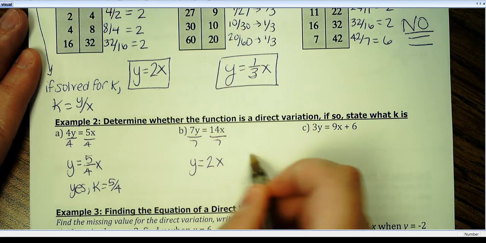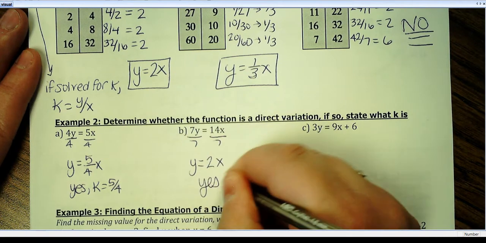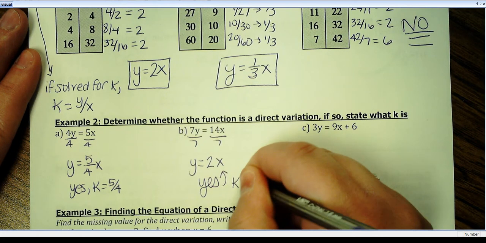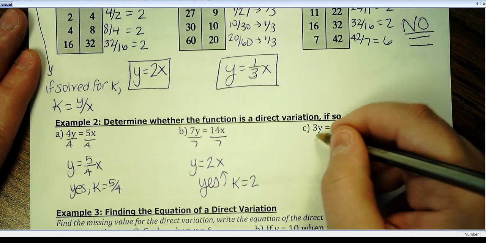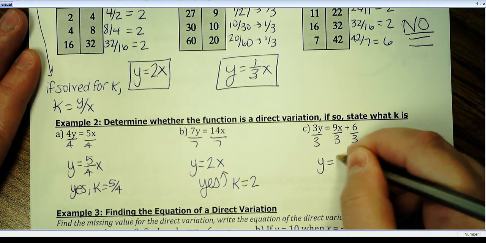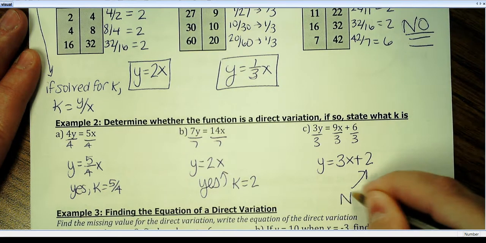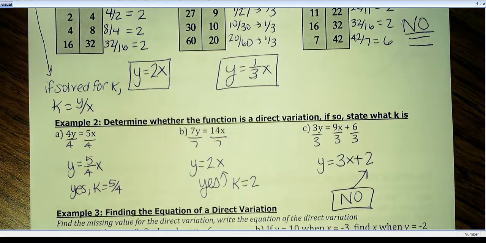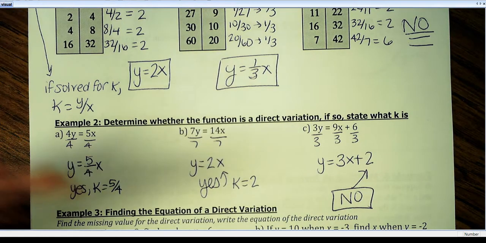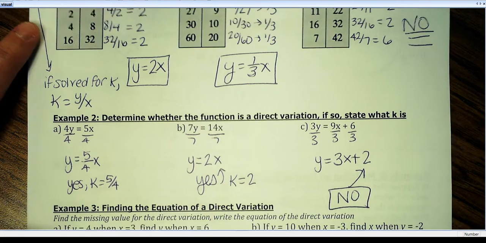As long as you don't have anything added or subtracted, then you've got a direct relationship. This is a yes, and from there your k value is 2. Now, you can, in this question, divide everything by 3. This is the equation of a line, but because you have something added here, or subtracted if it was a different problem, that can't be a direct variation. It just has to be y and then some number multiplied by x. That's the only time it's going to be a direct variation.